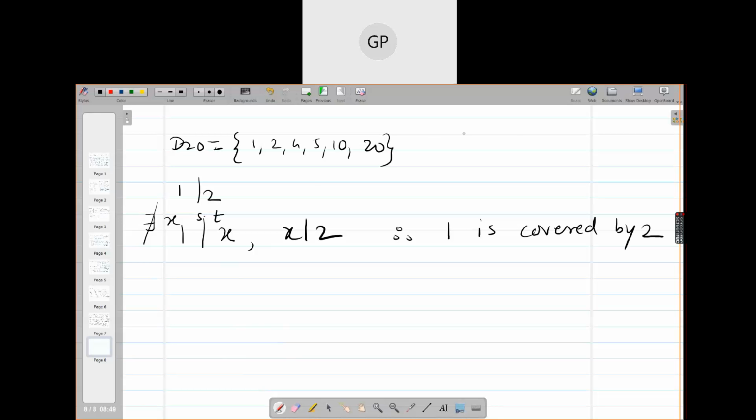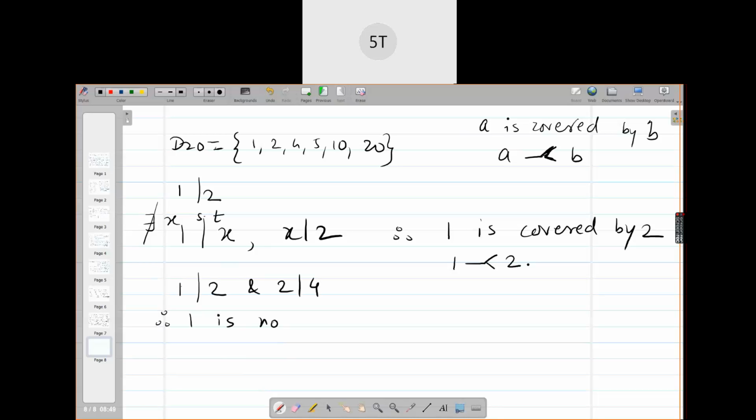And the notation is: A is covered by B. So 1 is covered by 2. Now tell me, is 1 covered by 4? Can you say 1 is covered by 4? No. 1 divides 2 and 2 divides 4, right? Therefore 1 is not covered by 4.